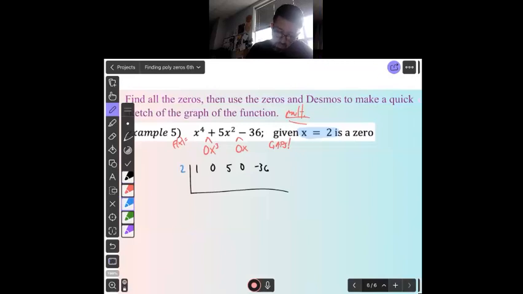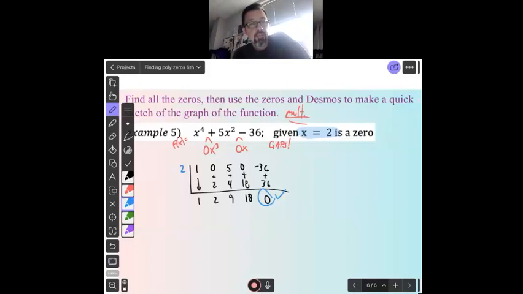2 was the number we're going to divide out. Do not switch the sign. Bring the 1 down. 2 times 1 is 2. Add down, you get 2. 2 times 2 is 4. Add down, you get 9. 9 times 2 is 18. Add down, you get 18. 18 times 2 is 36, which is awesome because that means we did it right. First check, right? Did our synthetic division right? 2 gave us 0, right?